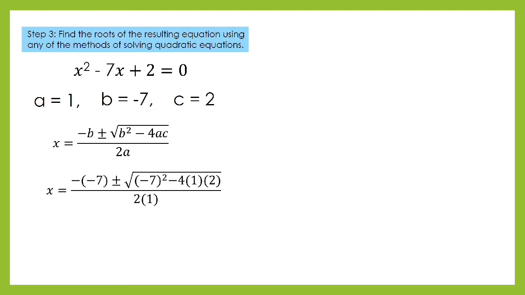Minus 4, our a is 1, so we have times 1. Our c is 2, so we have 2. All over 2a, 2 times a is 1, so we have 2 times 1. Simplify. Negative times negative 7 is positive 7, plus or minus the square root of negative 7 squared, which is 49, minus 4 times 1 times 2, which is 8. Okay, all over 2 times 1, which is 2.